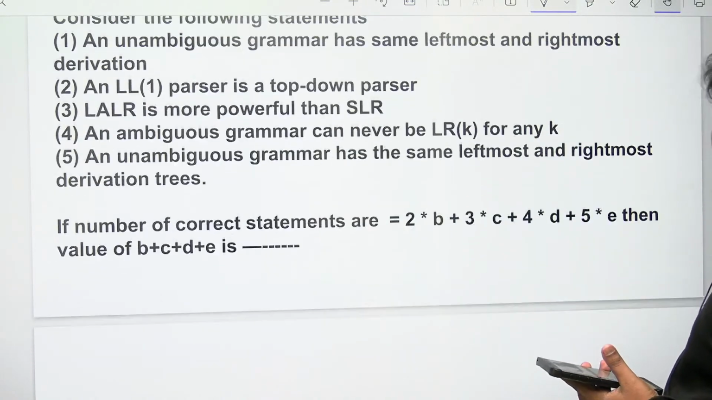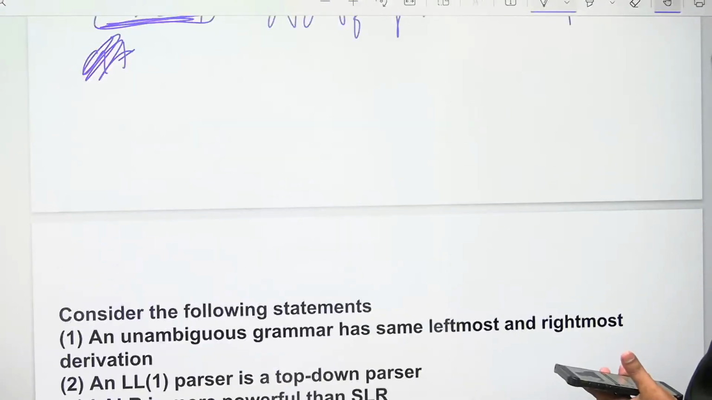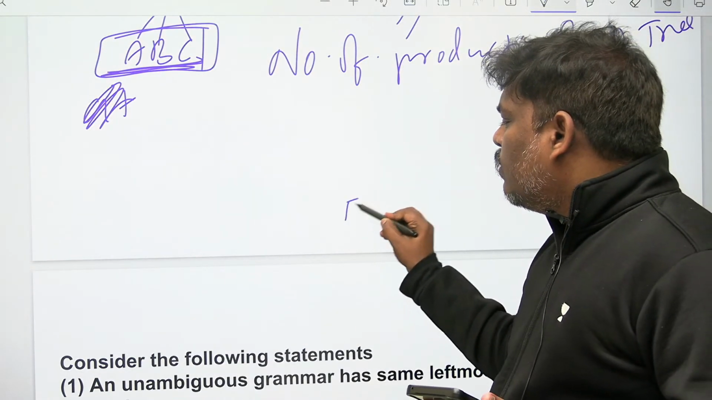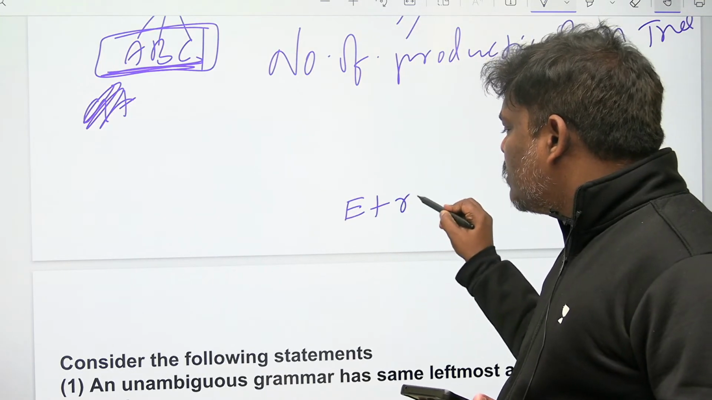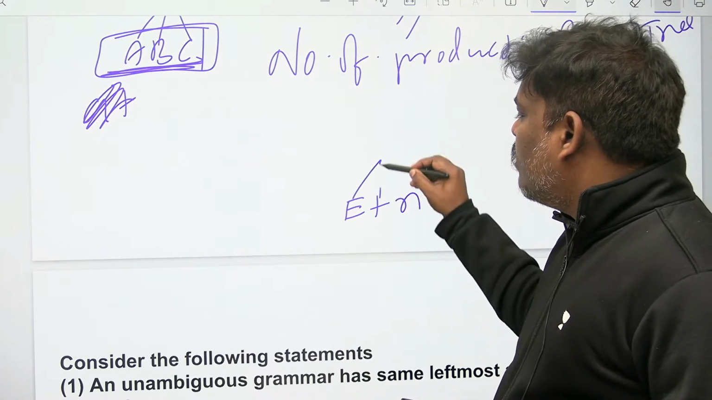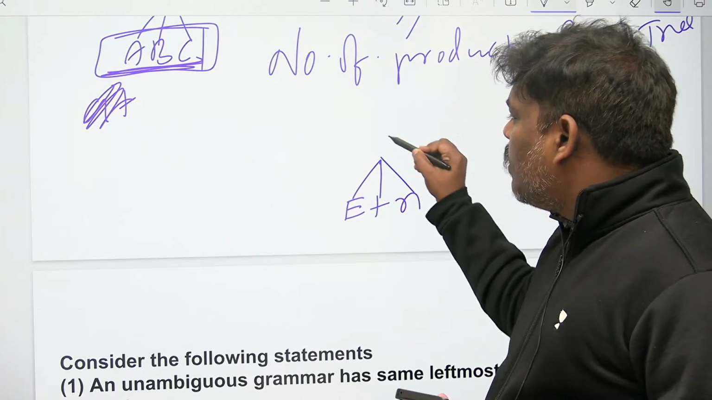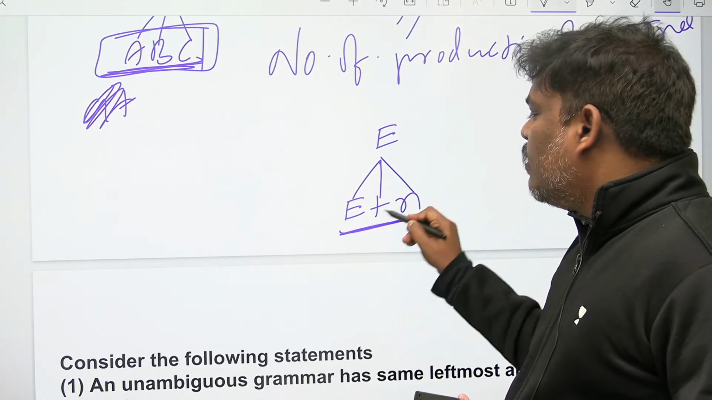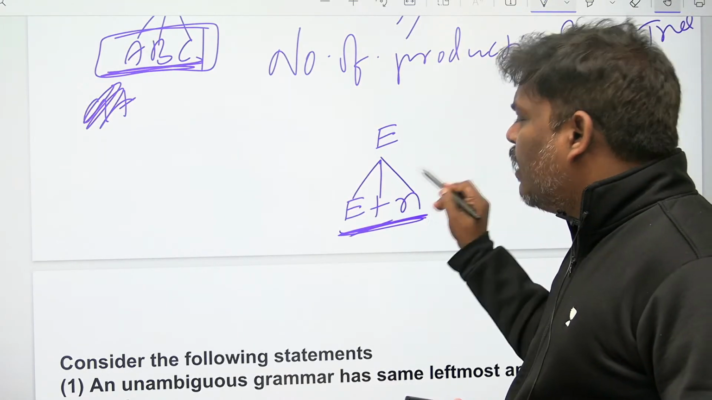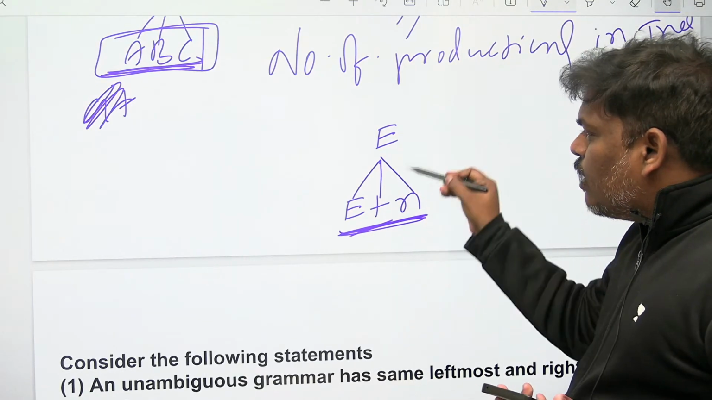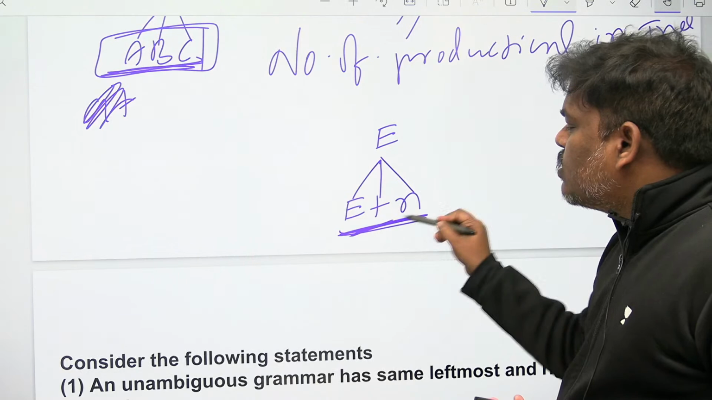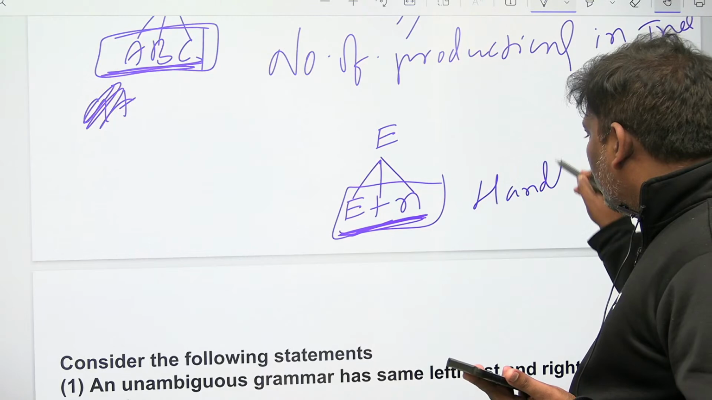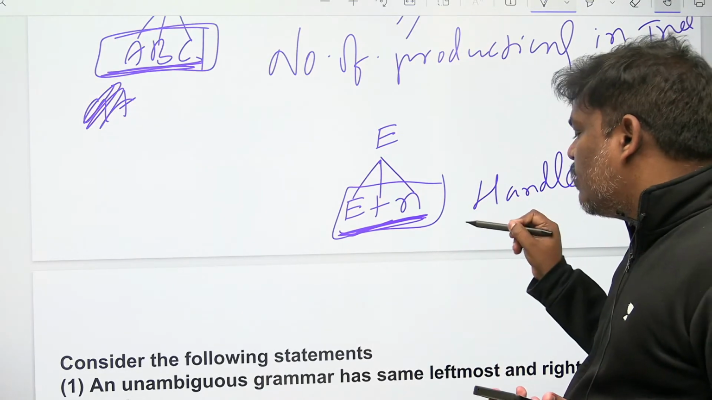Right. Now let's see this one, because Rishabh is asking something. See everyone now. E plus N replaced by E. So this E plus N is called a handle. That's fine. E plus N replaced by E, this E plus N is called handle. That's okay. Right, now listen, this handle.